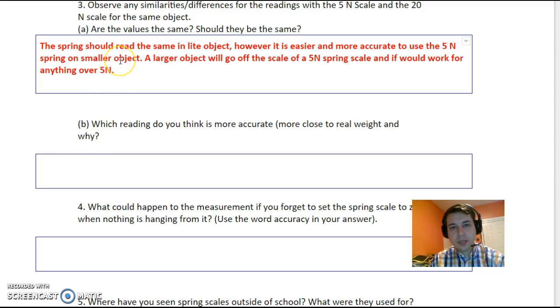So for a light object, they should actually read the same. It's just going to be a lot easier to get a good and accurate measurement when you use the lighter spring or the smaller spring. So for small objects, the 5 Newton springometer or Newtonometer would be best. For the larger objects, clearly you couldn't use the 5 Newton one because it would go off the scale and it would actually break it as well. So make sure that you are using the scale closest to the actual weight of the object for accuracy and to keep the instruments working well.